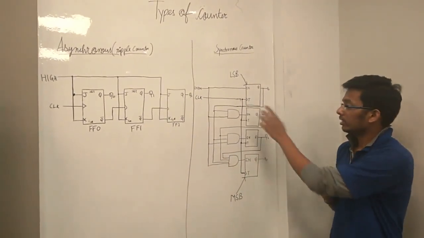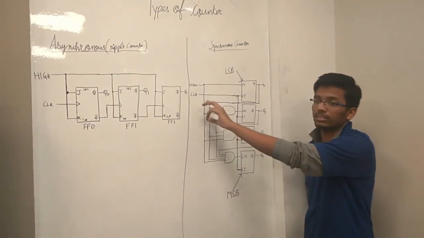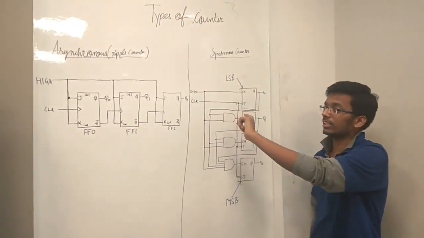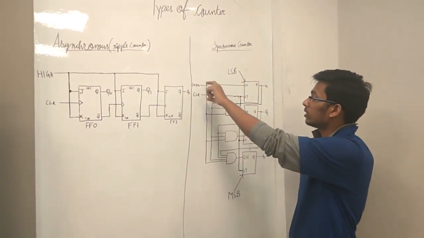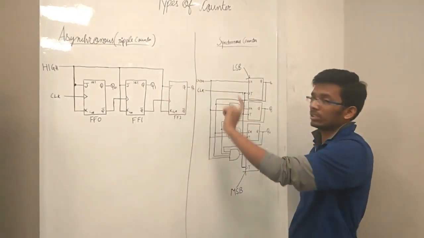Now I am going to explain the synchronous counter. So here you can see the diagram. Here is the AND gate, and here you can see that there are two inputs coming. One is the counter and second is the clock. So here you can see that the counter is going into the first flip flop, whereas in the asynchronous counter the counter is going into the last flip flop.